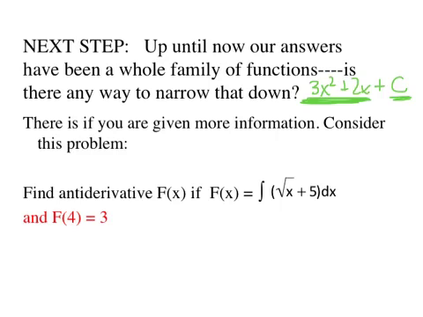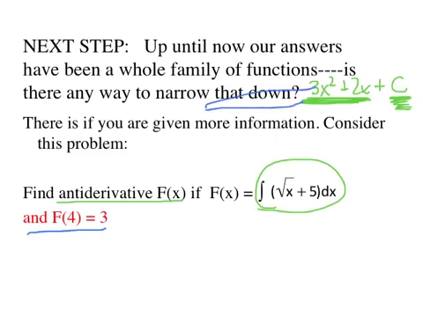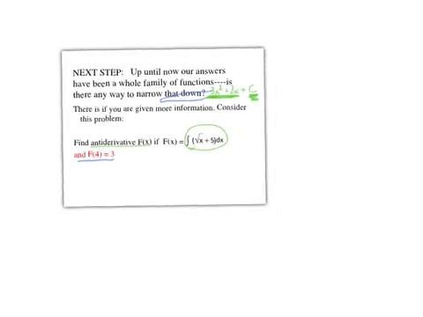Okay, so now you can find out exactly what this constant is, exactly which function you're talking about, if you're given some more information. So here we have, says find the antiderivative f of x if it's the integral of this, and then there's also this little other piece of information. Okay, so let's start talking about how to do that. The first thing you're going to do is, let's see if I can get this up here out of the way.